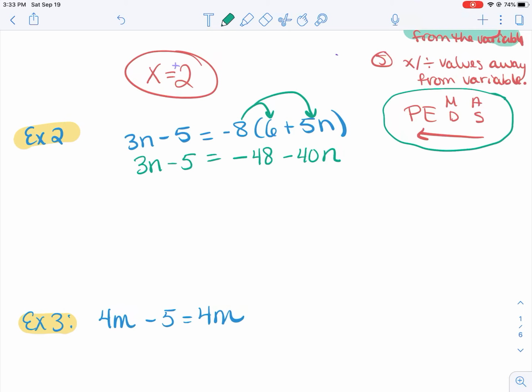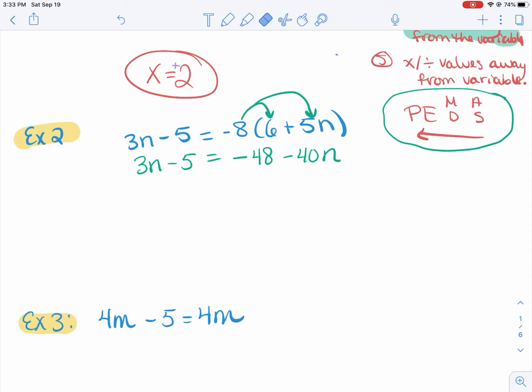Now, our second step is to combine like terms on the same side of the equal sign. So I'm going to start by looking on the left. Can I combine 3n and negative 5? No, they're not like terms, right? Then on the right, can I combine negative 48 and negative 40n? Again, no, they're not like terms because they don't have the same variable. In fact, negative 5 and negative 48 don't have a variable at all, so we call those the constants.